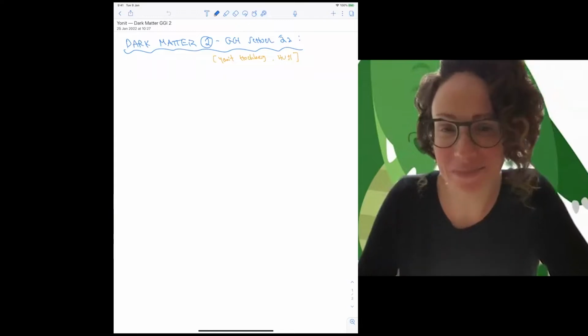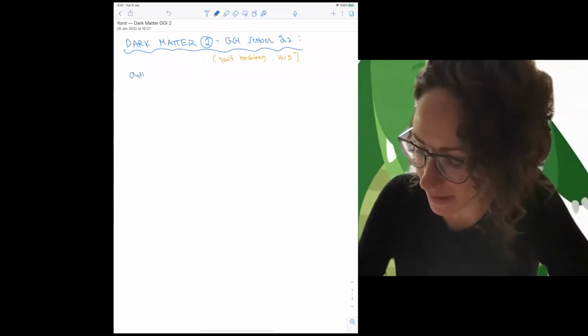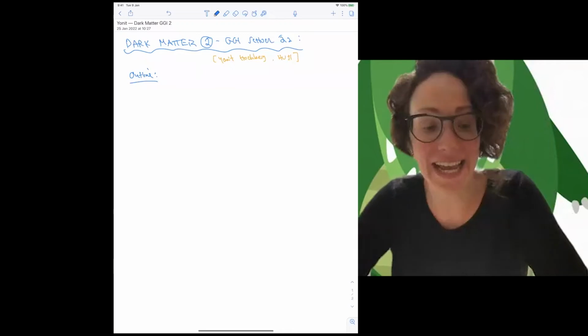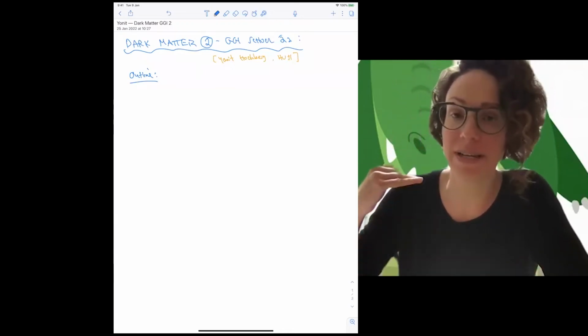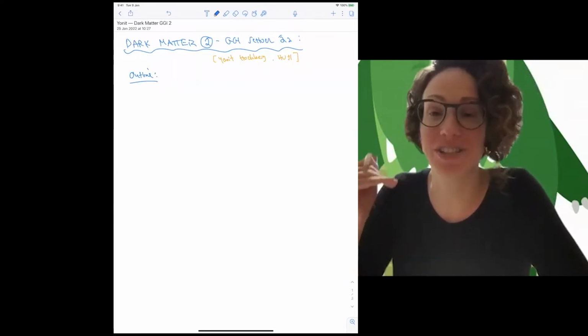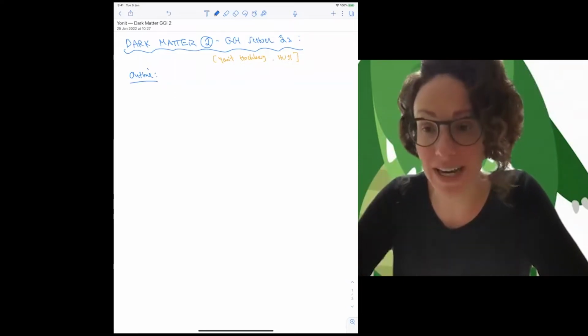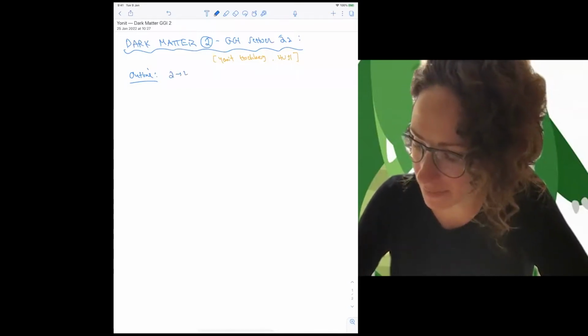So welcome to lecture number 2 on dark matter. And let me just briefly give you our outline for today. What we did yesterday was talk a little bit about an introduction to dark matter. I gave you an early universe cheat sheet, and then we started working through mechanisms. In particular, we started working through the WIMP. And what we're going to finish off today is 2 to 2.